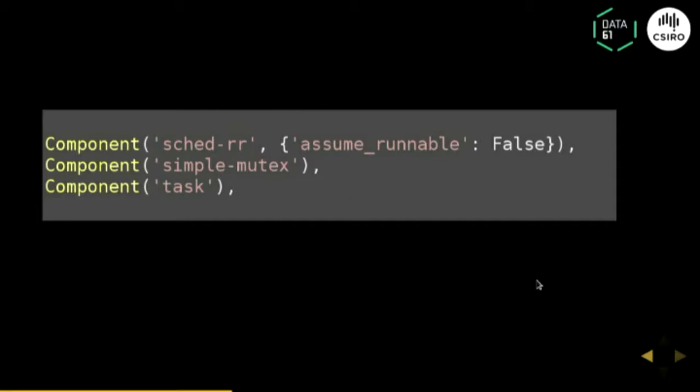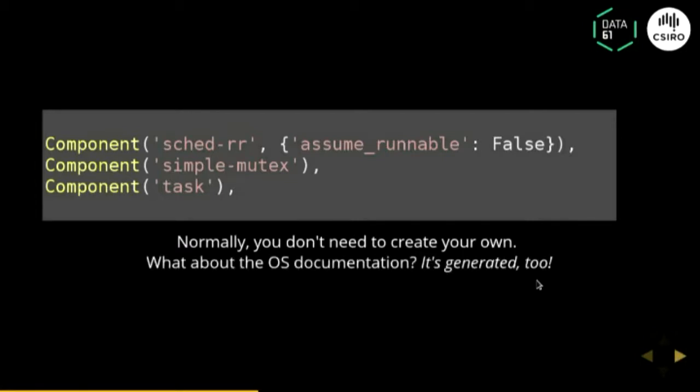Now, in saying this, don't be scared away by that, because there's already a bunch of variants of operating systems existing, and most of the time you won't have to create your own variant. That's what happens there. And if you're scared about the documentation being horrible, it isn't, because it's also automatically generated and it has nice pictures and it is quite good.